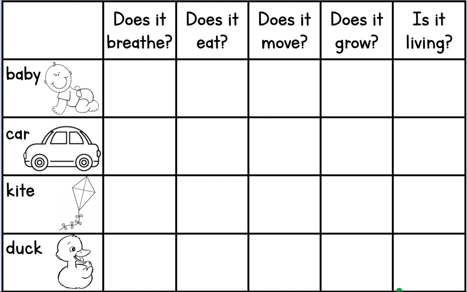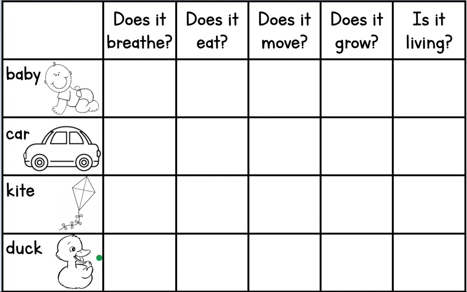We're going to answer questions about each of the objects to see if it is living or non-living. So the first question says, does it breathe? The second question says, does it eat? The third question says, does it move? The fourth question says, does it grow? And then finally we have, is it living? So we are going to answer each of those questions about each of the pictures that you see on the left. We have a baby, a car, a kite, and a duck.